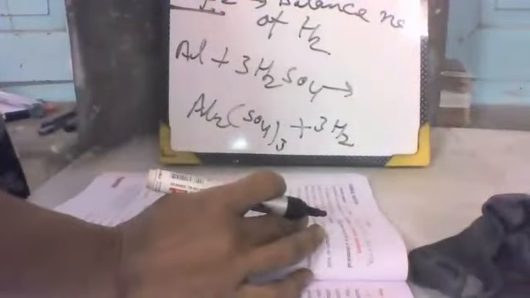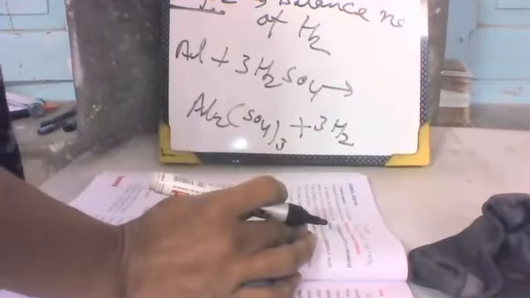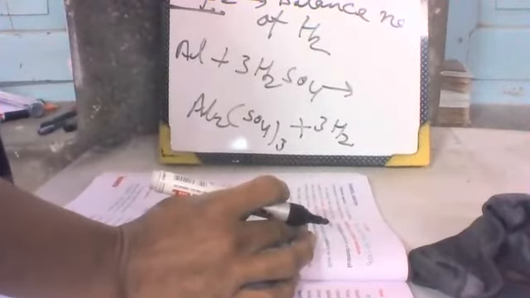2Al plus 3 H2SO4, and it becomes this and this. Now the equation is balanced. The number of aluminium atoms is 2 and 2. The number of hydrogen is 6 and 6. The number of sulfate is 3 and 3.